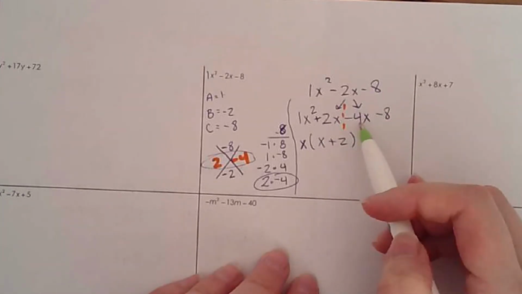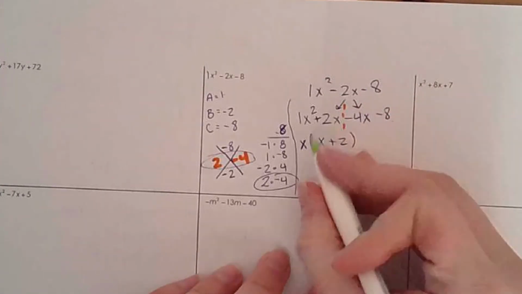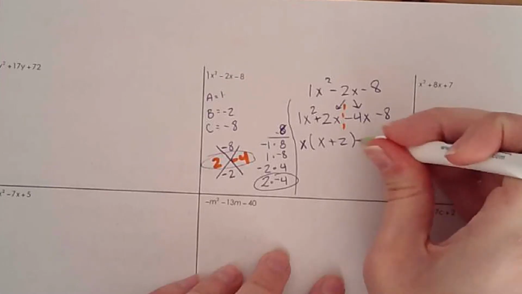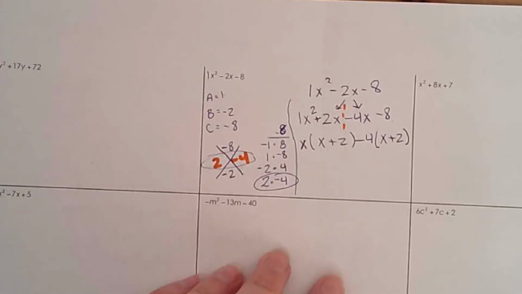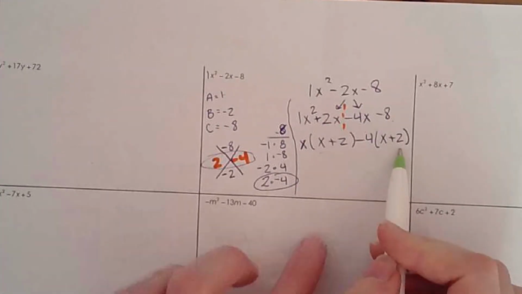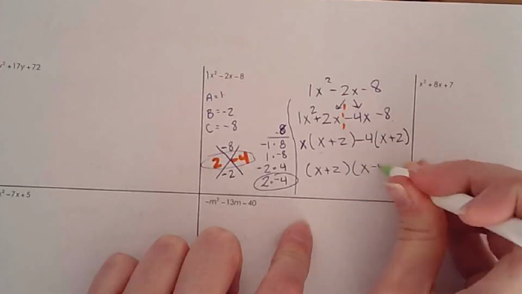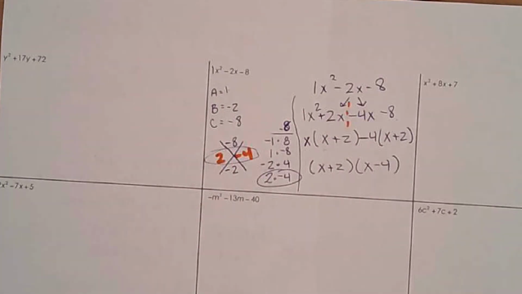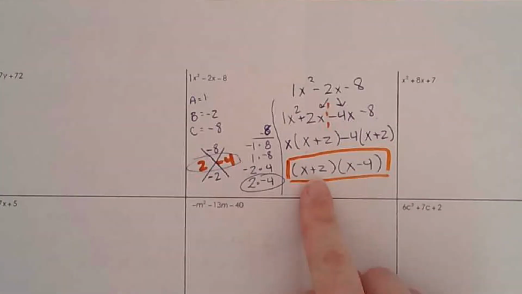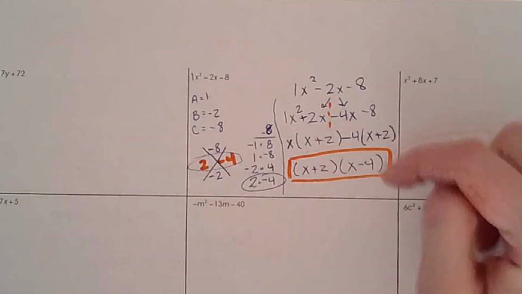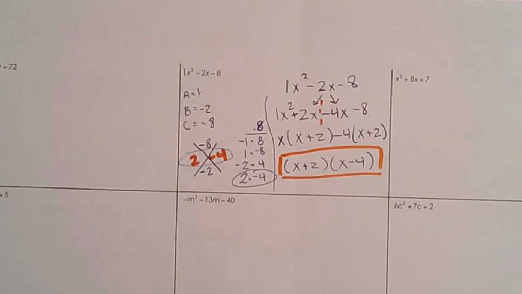On the other side, I have negative 4x and negative 8. So if I factor out, these are both negative, but I want these to be positive. So I'm going to factor out negative 4, and I end up with x plus 2. So now my GCF of these terms is x plus 2, so that gets factored out in front, and I'm left with x minus 4 on the inside. So here's my factored form. X plus 2 times x minus 4. If I multiplied this back out, I would end up with 1x squared minus 2x minus 8.